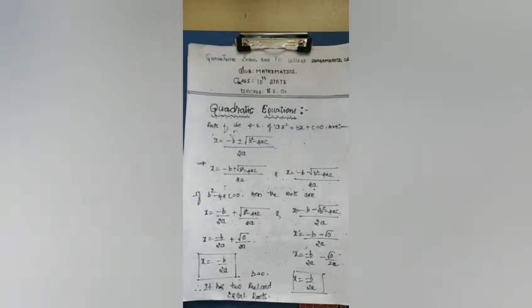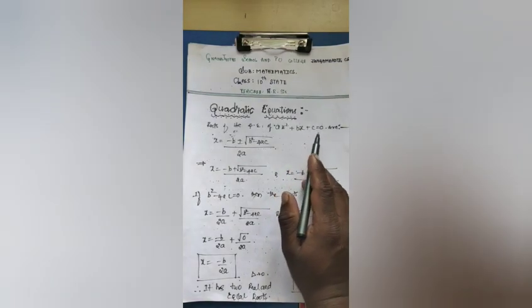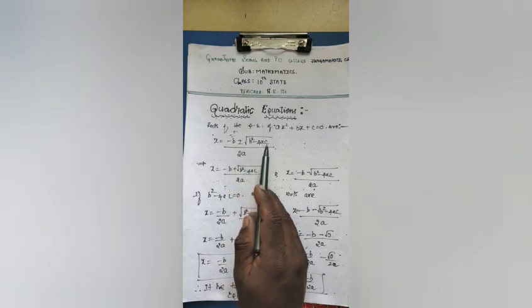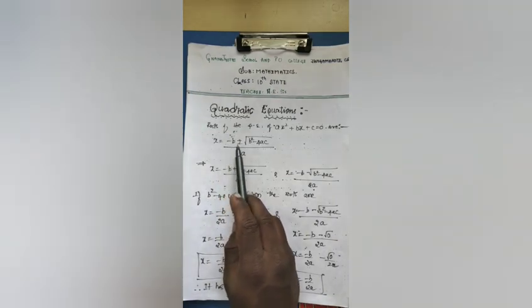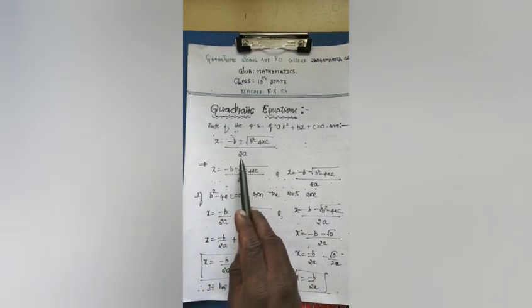So we know that the standard form of a quadratic equation is ax² + bx + c = 0, where a is not equal to 0, for all a, b, c belonging to real numbers. The quadratic equation can have at most two roots. The roots of the given quadratic equation ax² + bx + c = 0 are x = (-b ± √(b² - 4ac)) / 2a. See the denominator: (-b ± √(b² - 4ac)) all divided by 2a.